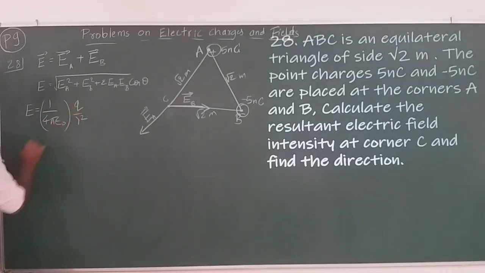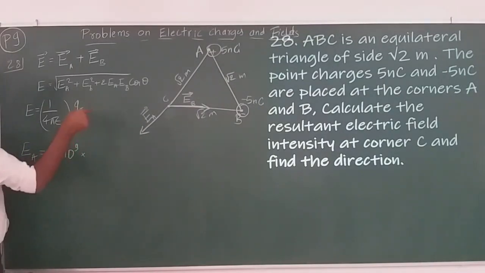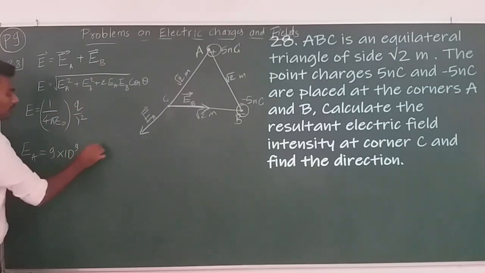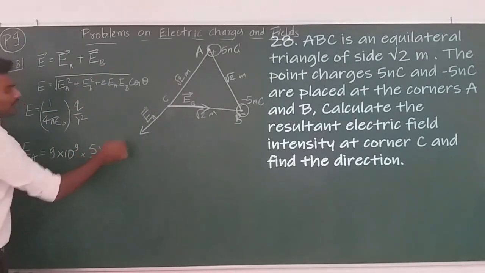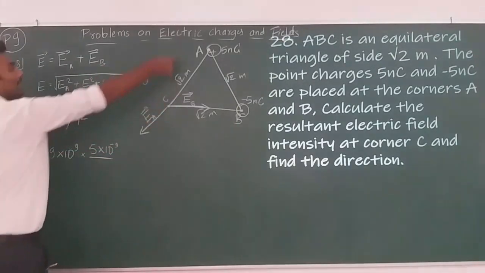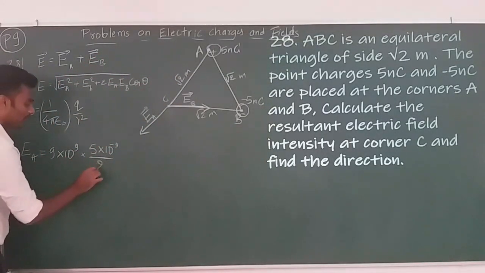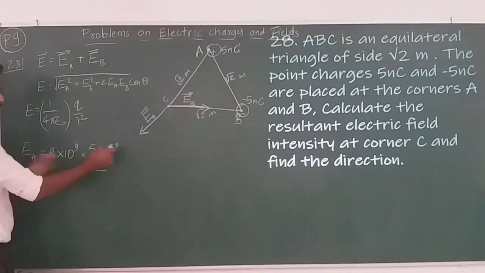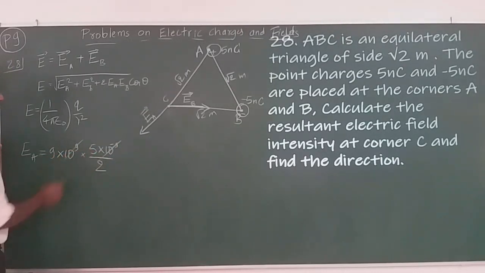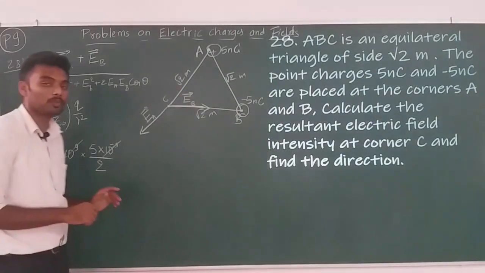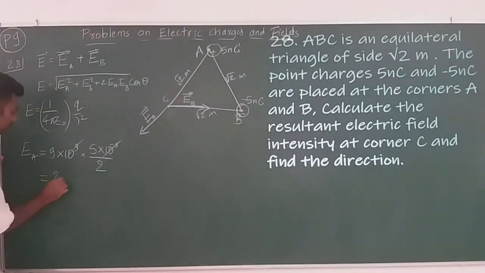So, EA becomes equal to 1 by 4 pi epsilon naught, which is 9 into 10 to the power of 9. Charge Q at A is 5 nanocoulomb, 5 into 10 to the power of minus 9. And the distance between C and A is root 2. So, root 2 whole squared will be 2. These two will get cancelled. So, 9 times 5 is 45, 45 by 2 is 22.5 Newton per coulomb.